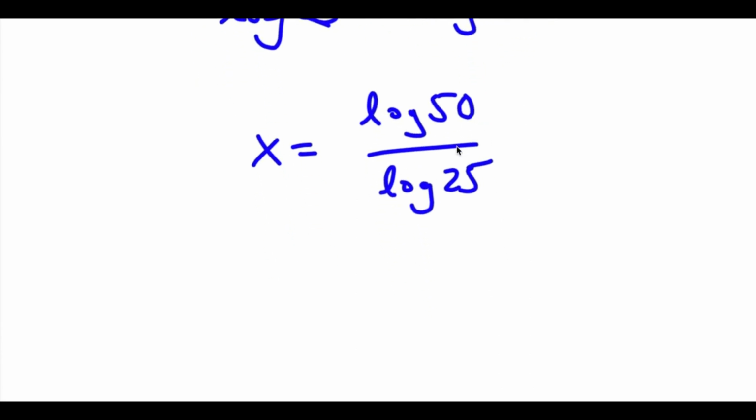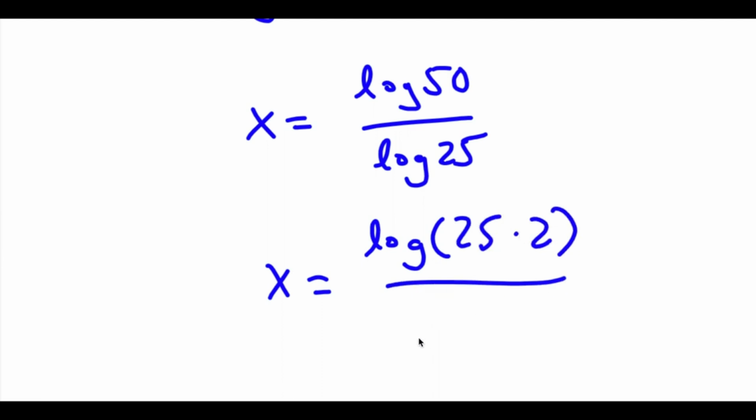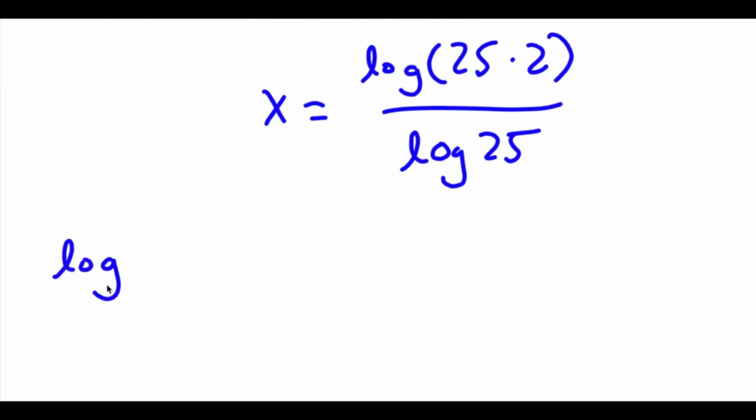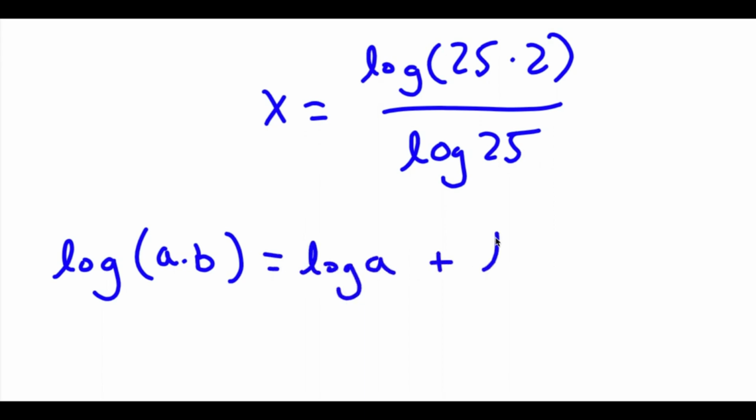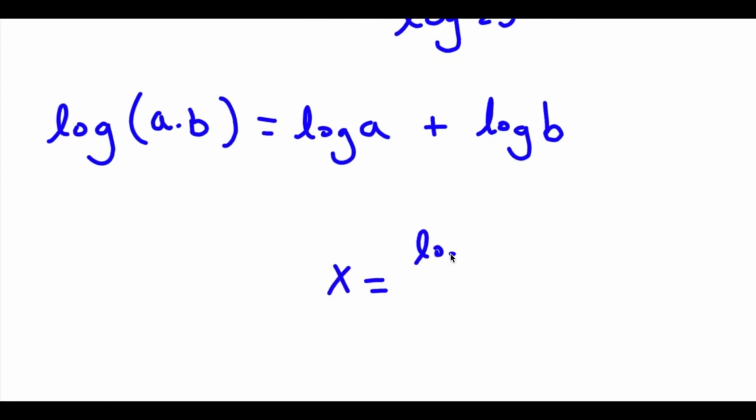So now log 50, this is the same thing as log 25 times 2. So now I have log 25 times 2 over log 25. Now if I have something in the form log a times b, this is equal to log a plus log b. So now if I have something in the form log 25 times 2, this is equal to log 25 plus log 2.